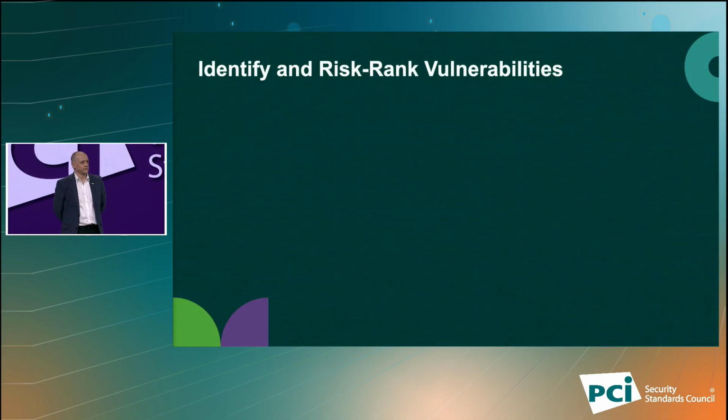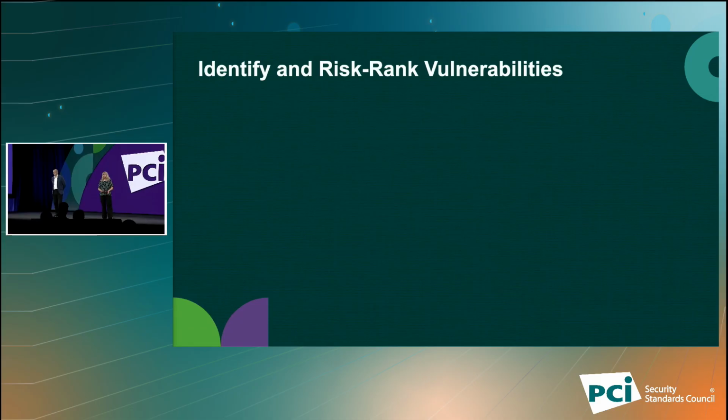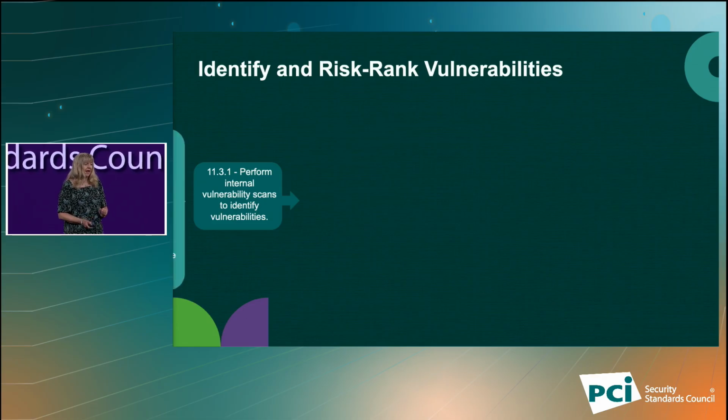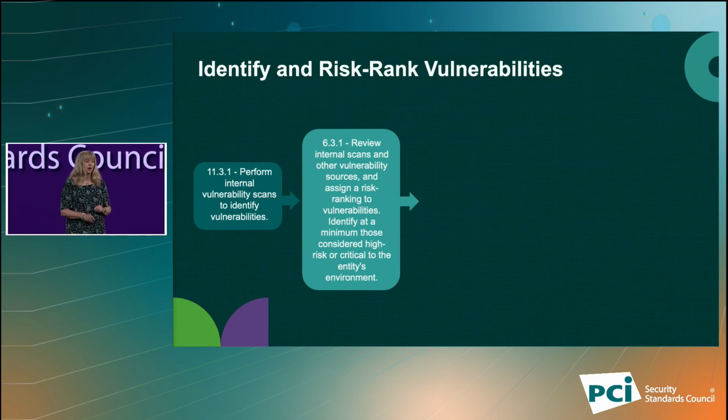So there are two PCI DSS requirements that focus on identifying and risk ranking your vulnerabilities. We have requirement 11.3.1, which is to run internal vulnerability scans to identify those vulnerabilities. And then we have requirement 6.3.1, which asks you to evaluate those scan results along with vulnerability information from other sources, maybe from your vendor or other places you get vulnerability information. And then you assign those vulnerabilities a risk ranking.